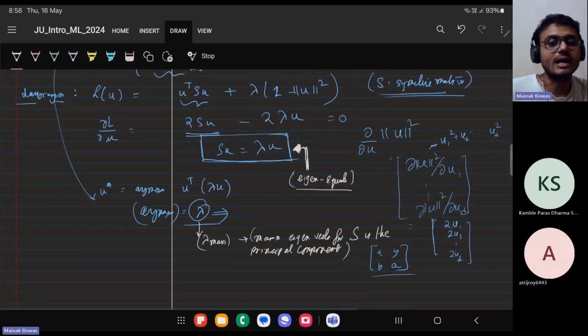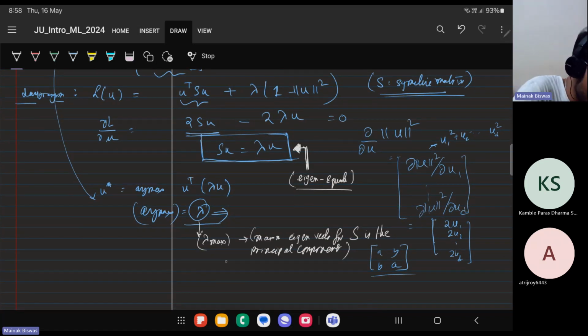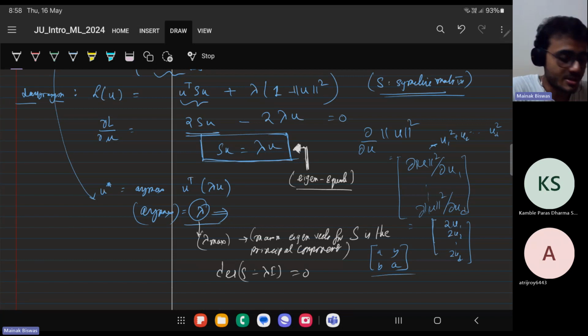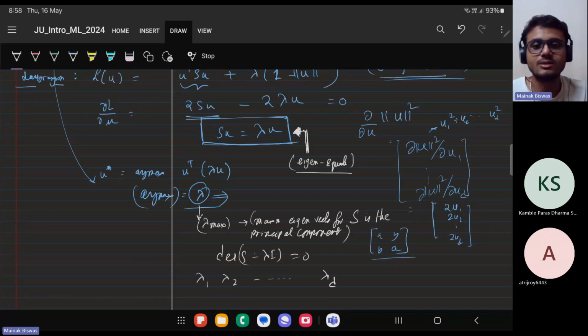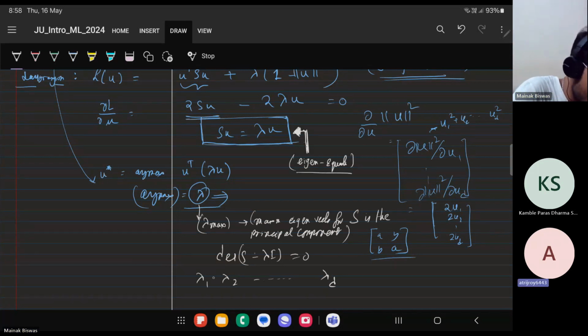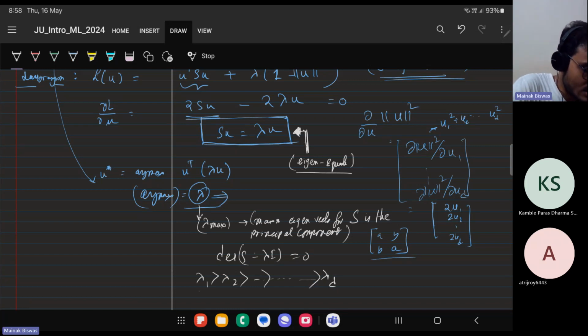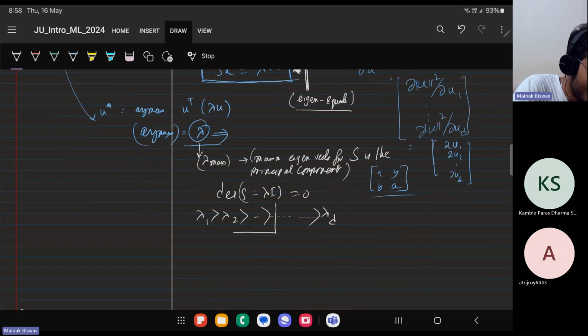So we know how to solve this, right? We will put determinant of S minus lambda equal to 0 and we will solve it. And then you will get how many lambdas? Lambda 1, lambda 2, dot dot dot. If there are d-dimensional space, d lambdas, correct? You write them in ascending or descending order, and then you select. The idea is if you are told to reduce the dimensionality to k, you will select only the first k dimensions.